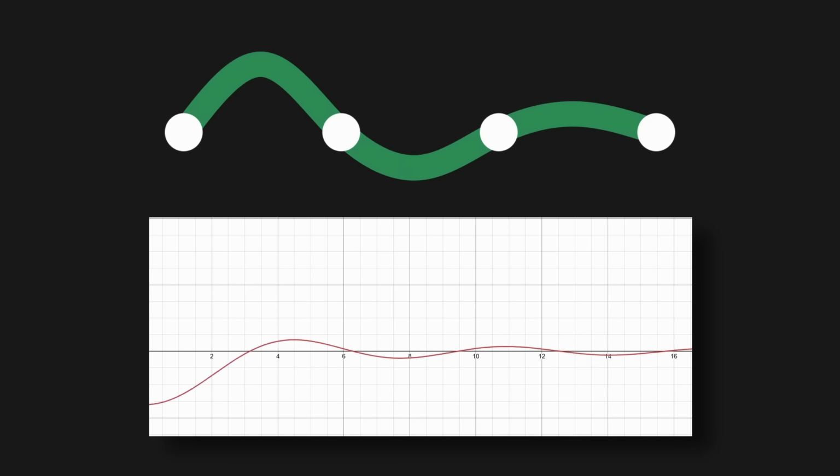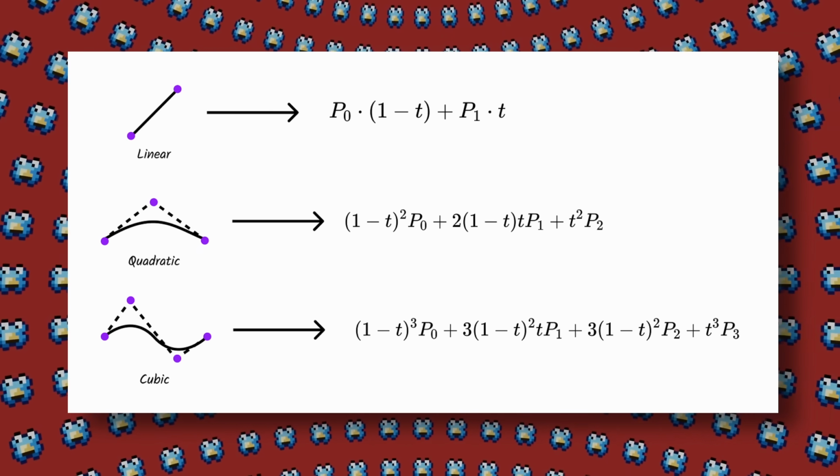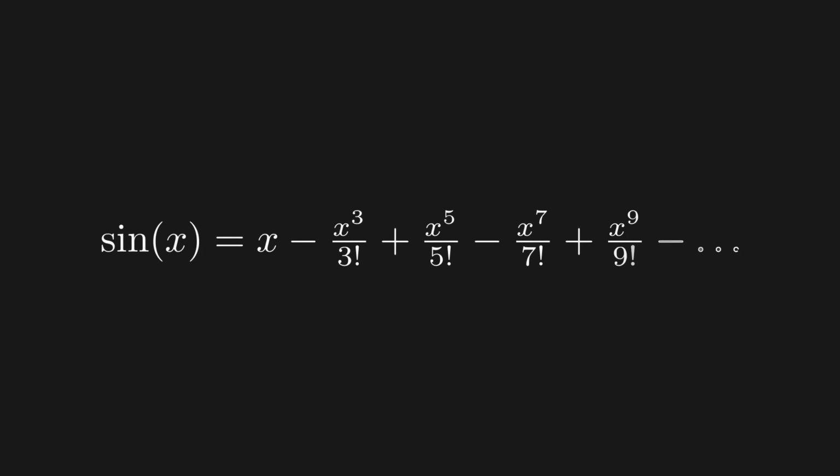Although it's worth noting that this is not a sine wave, even though they look similar. Sine waves are trigonometric functions, while Bezier curves are polynomials. But if you're familiar with calculus, then you know it's reasonable to approximate trigonometric functions with polynomials.